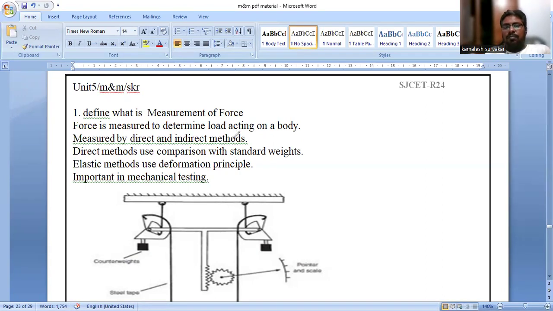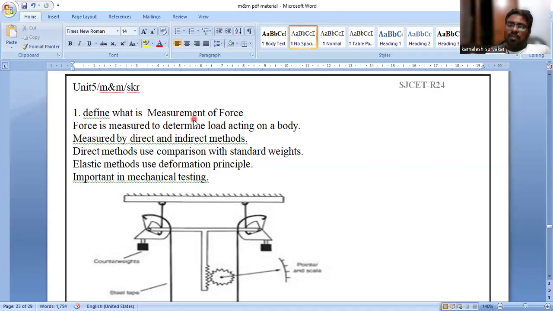Obviously, we have pressures, manometers, pressure gauges, and dial gauges, which measure forces and pressures also. Some depth of the subject is given in this Unit 5, so we'll see that. The first question I will take here: define what is the measurement of forces.